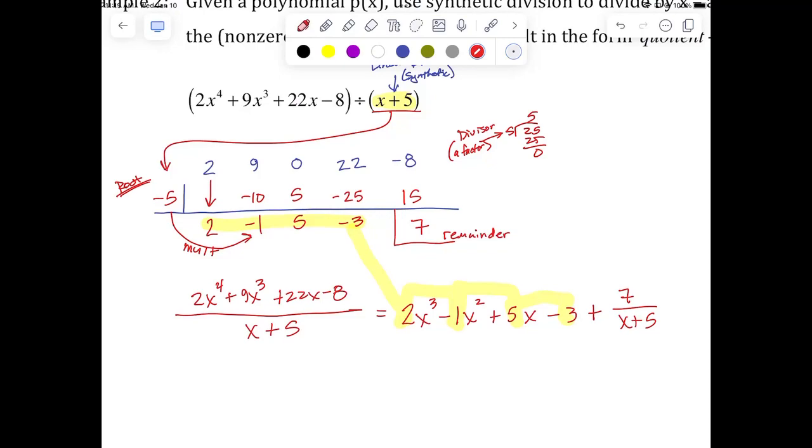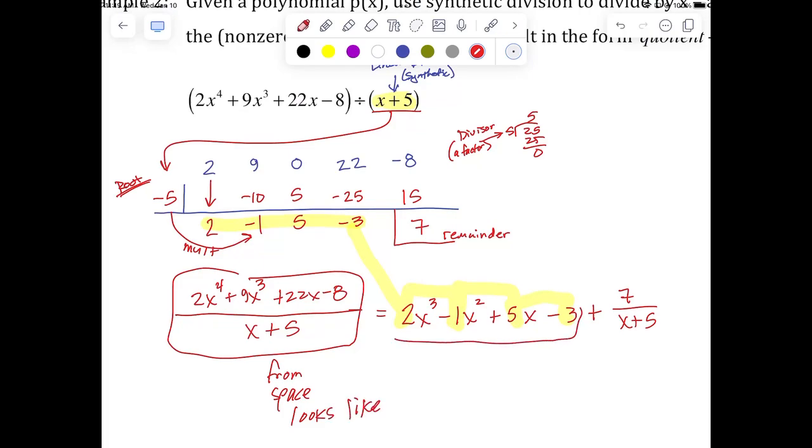So here's again. This function here, from space, when we zoom way out, looks like this function here. From space, the function on the left looks like that quotient on the right, because 7 over x plus 5 goes to 0 as x goes to infinity. Your remainder will always go to 0 as x gets really, really big. Okay?